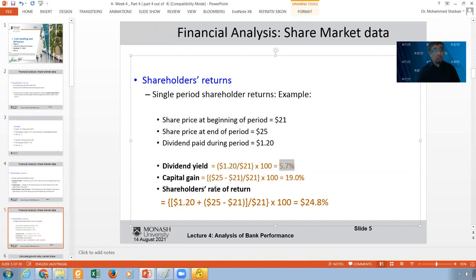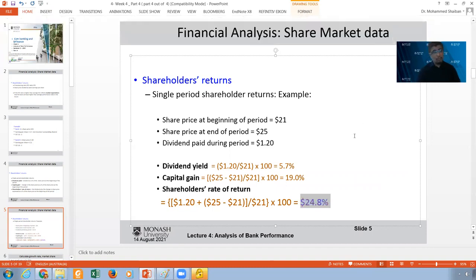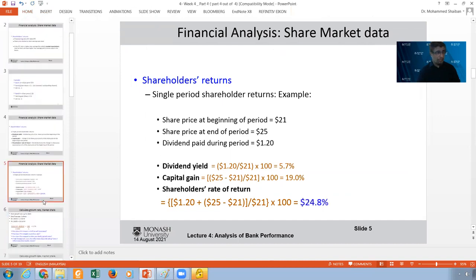And then they also achieved a capital gain when the price jumped from 21 to 25. So they are making 19%. So actually the total they are making is the 5.7% and the 19%, which means, if you look at this formula, you will find that 24%. So this is actually the total shareholders' return coming from the capital gain and coming from the dividends.